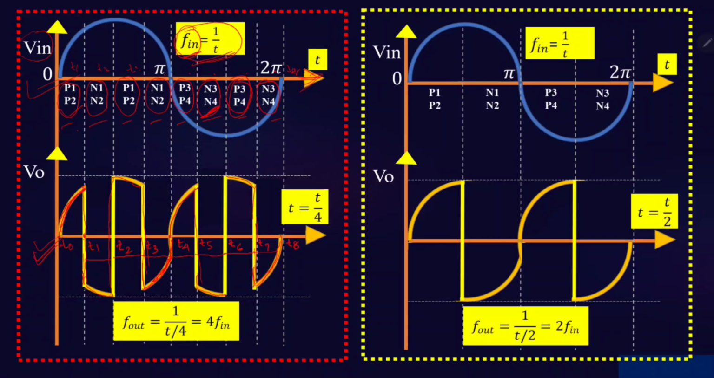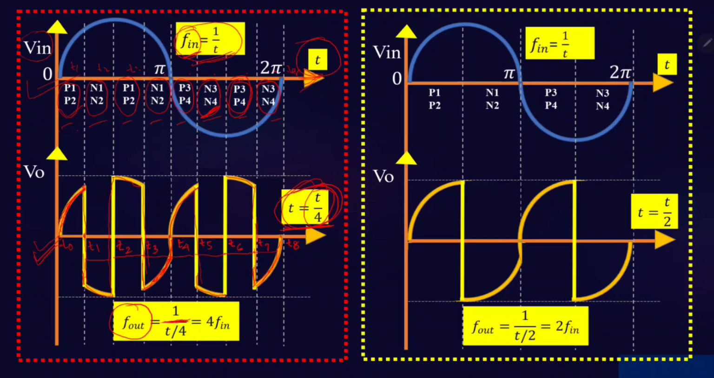So here we'll calculate the frequency. The total time period is T, and the output time period is T by 4. For this time period we need to calculate the frequency, to see whether the output frequency is higher than the input frequency. So F out will be 1 by T by 4.